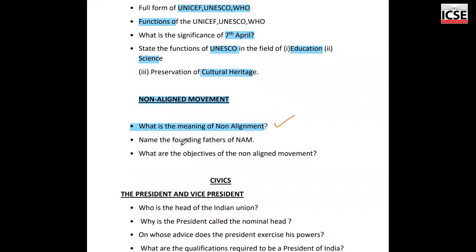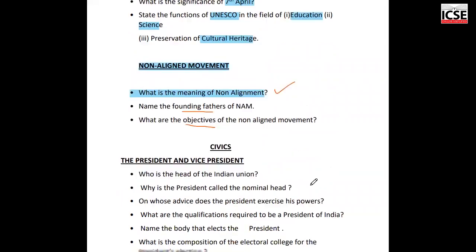Then name the founding fathers of NAM. Again, very important. See the picture of Abdul Nasir, then Josip Tito, then Pandit Nehru. Have a good look at the picture and see the full name, which country they belong to. They are referred to as the architects of NAM or the founding fathers of NAM. What are the objectives of the non-aligned movement? Again, learn at least 4 of them, at least 4.